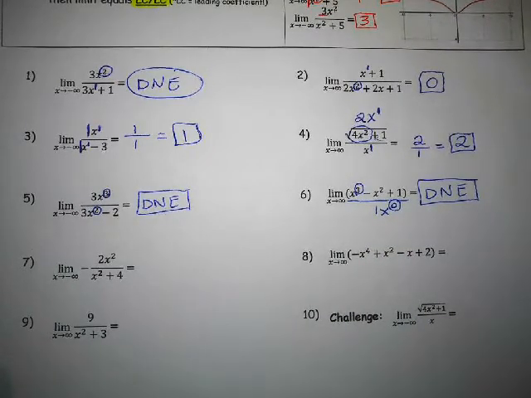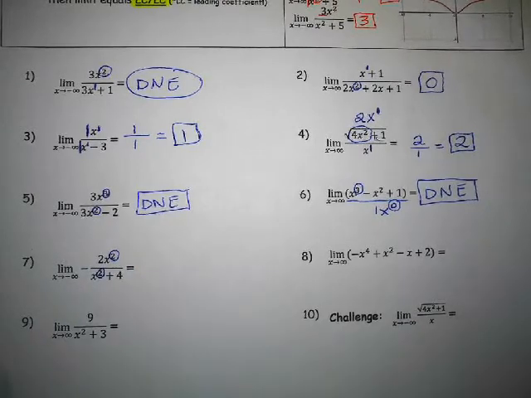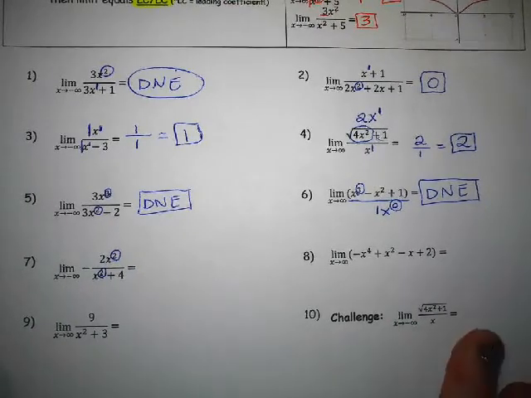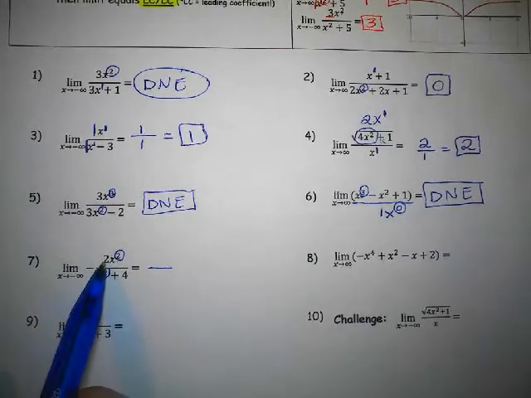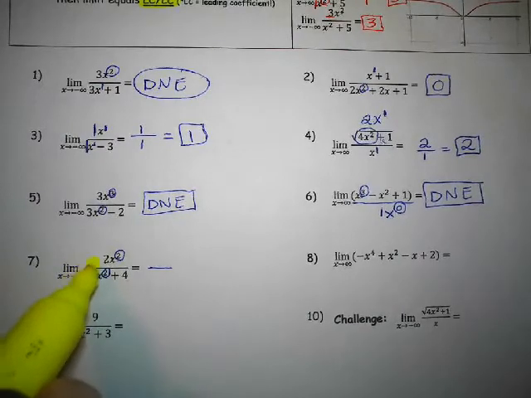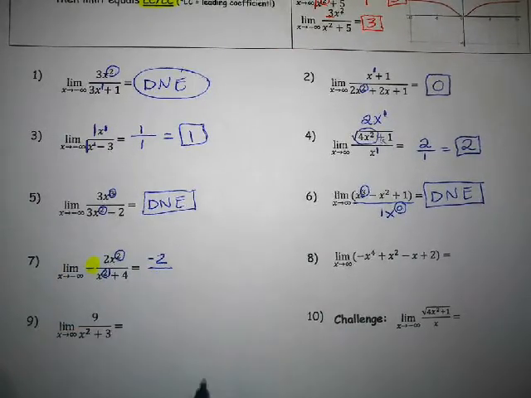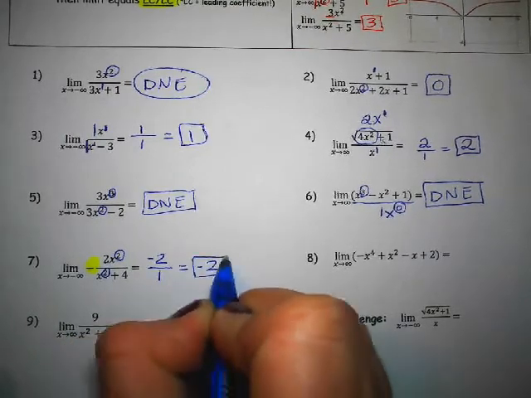Number 7, be very careful with number 7. Compare those degrees. 2, 2. So hopefully we saw that they were the same. So it's supposed to be leading coefficient over leading coefficient. The numerator's 2, but hopefully you saw this negative sign hanging out here. So the degree of the numerator is really -2. The denominator's 1. And so my answer is -2.